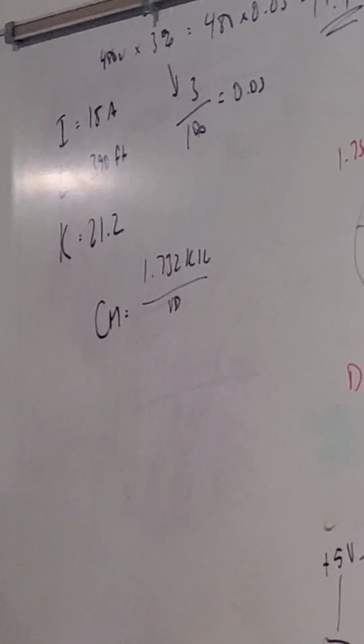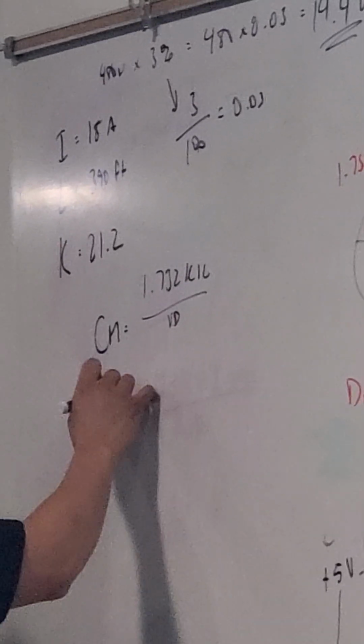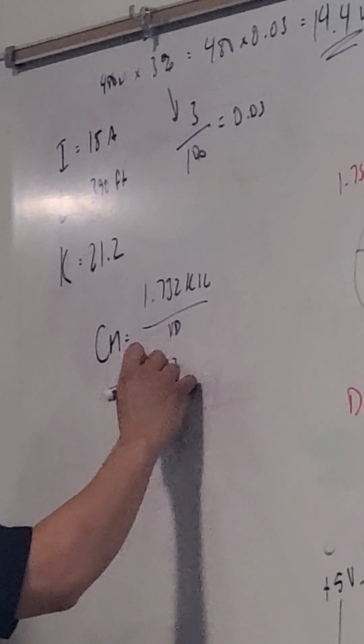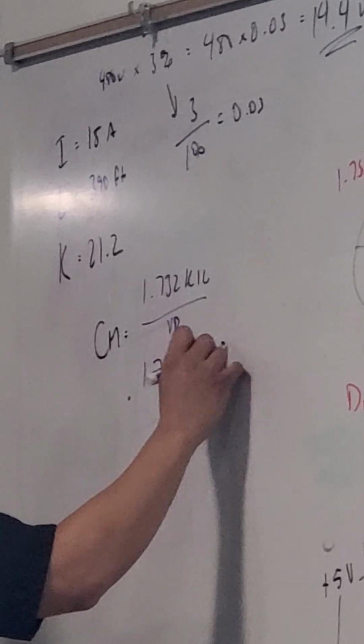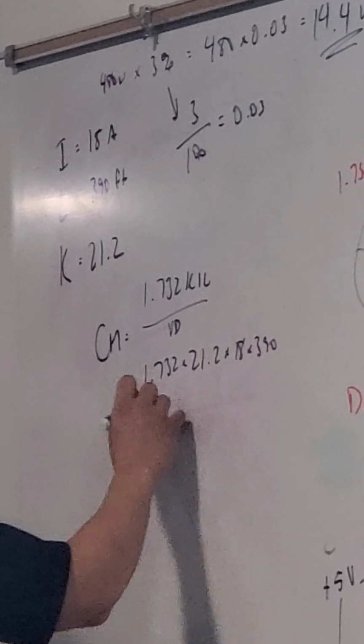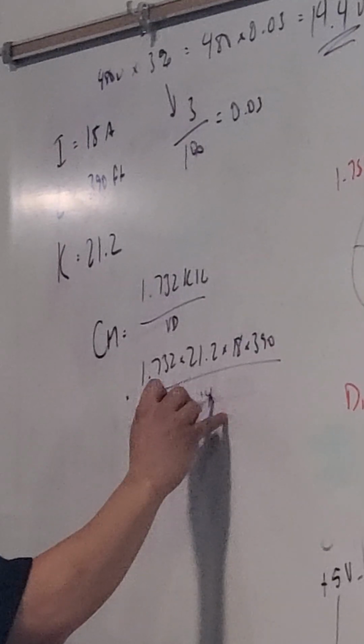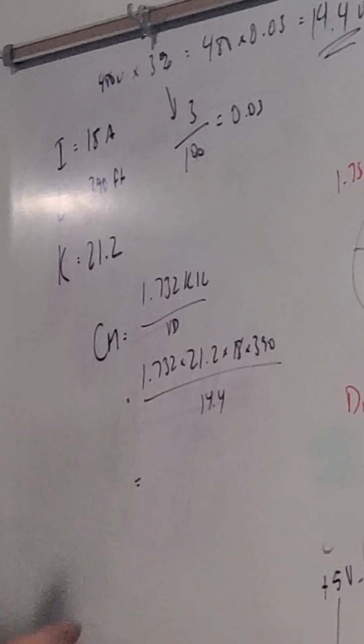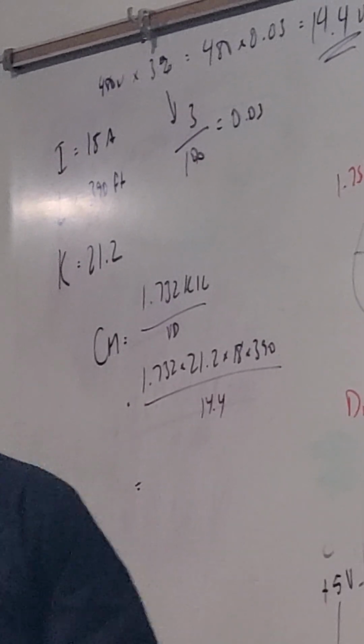So that's going to be 1.732 times 21.9 times 18 times 390 over 14.4. Take a second to do that one.